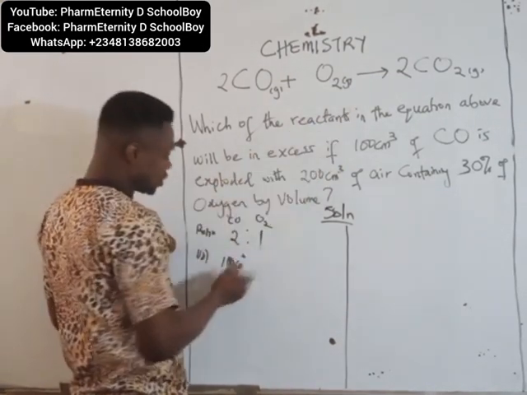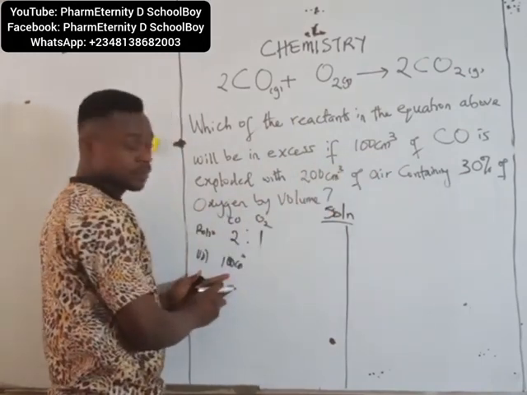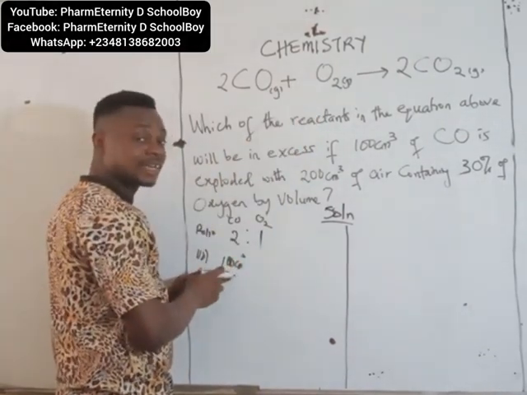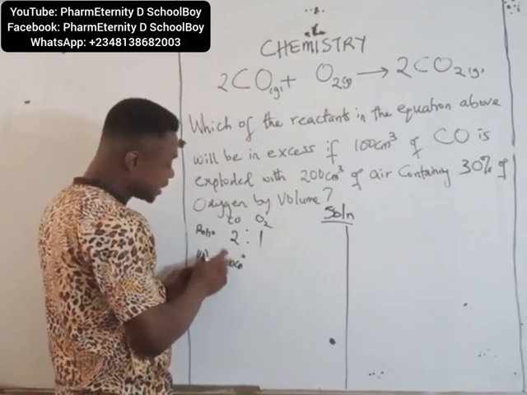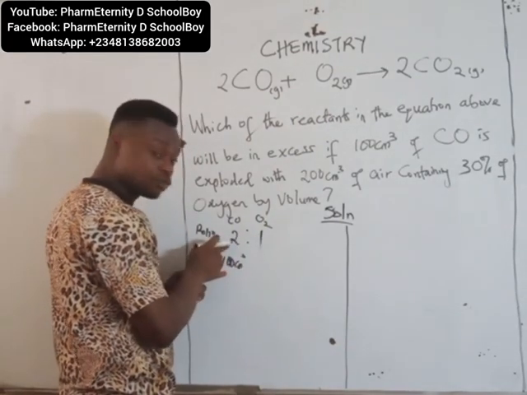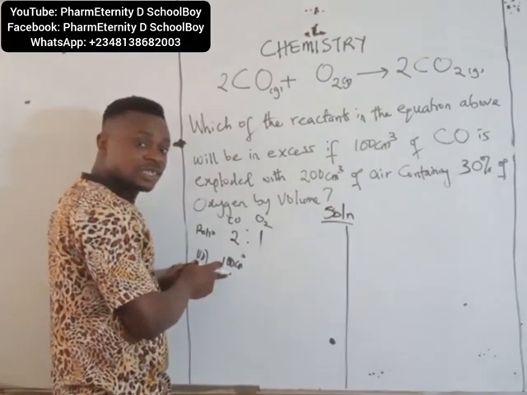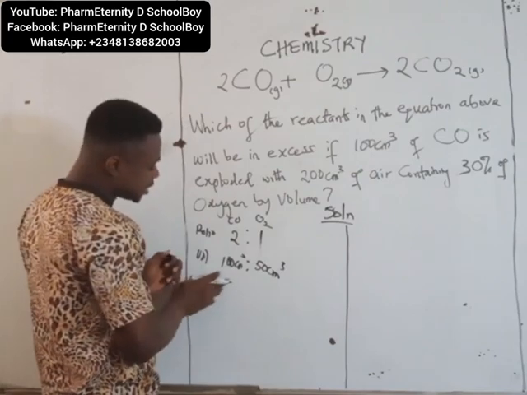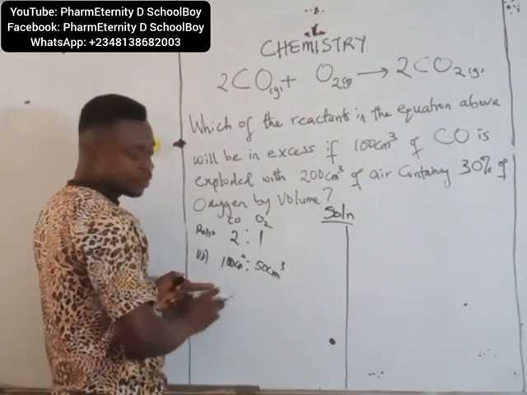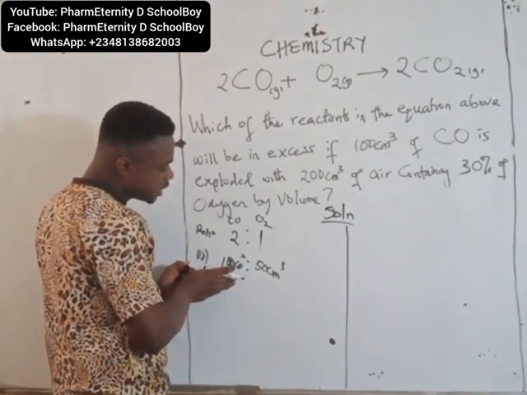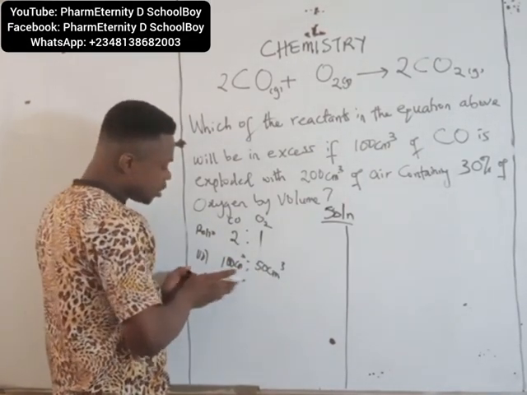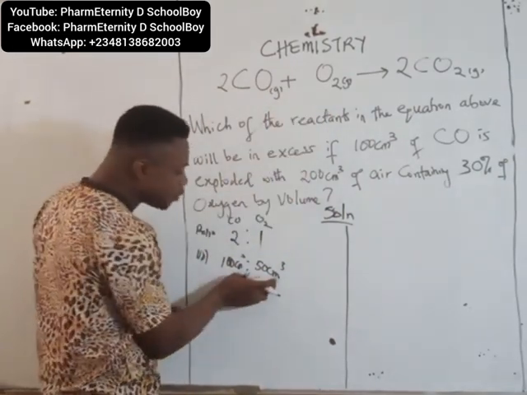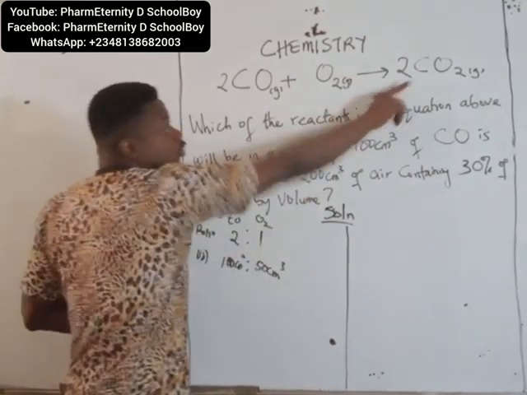If carbon 2 oxide is 100 cm³, the volume of oxygen that will actually react with this carbon 2 oxide, the ratio being 2:1, and 1 is half of 2, should be half of this 100 cm³, which is 50 cm³. This is the actual. That is 100 cm³ for carbon 2 oxide and 50 cm³ for oxygen. This is the actual volume of oxygen that will react with this to produce carbon 4 oxide.